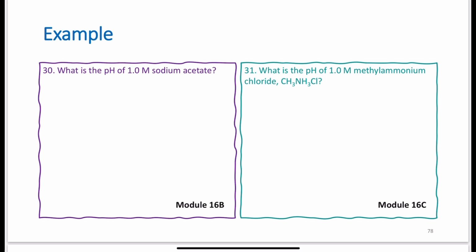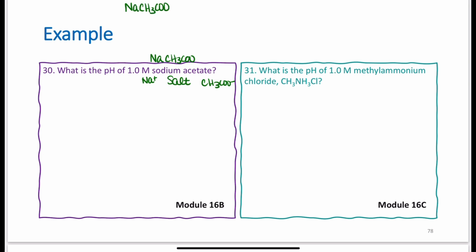Number 30, what is the pH of 1 molar sodium acetate solution? Sodium acetate, NaCH3COO. I have to recognize that this is a salt. How do I know that? I see that I have a cation and an anion. Therefore, it's a salt. Truthfully, I just recognize it as a salt because I see that it's not just an acid or base. It's either going to be an acid, base, or salt. This is a salt. So I have to think about what's happening in solution.